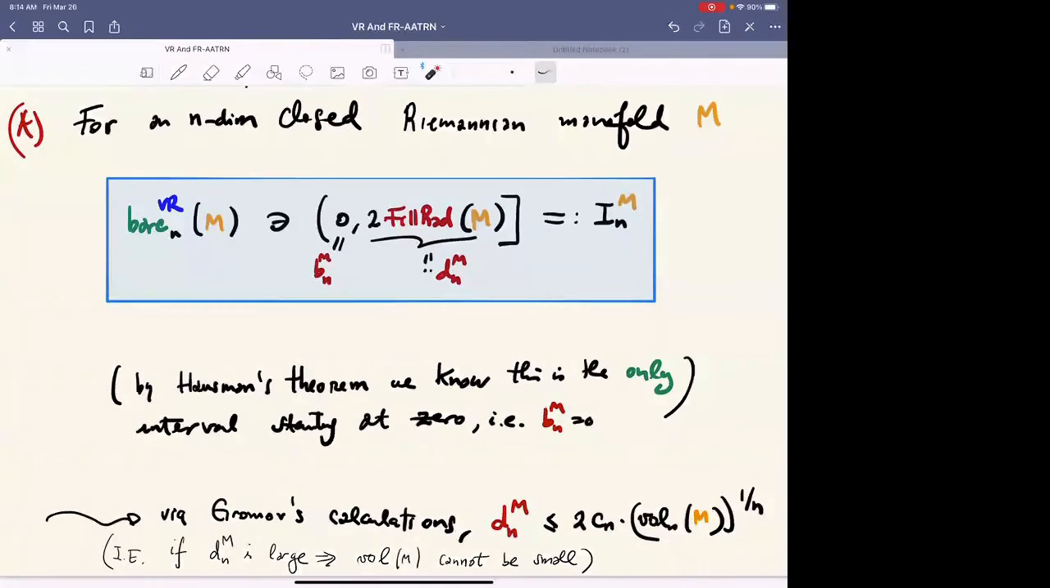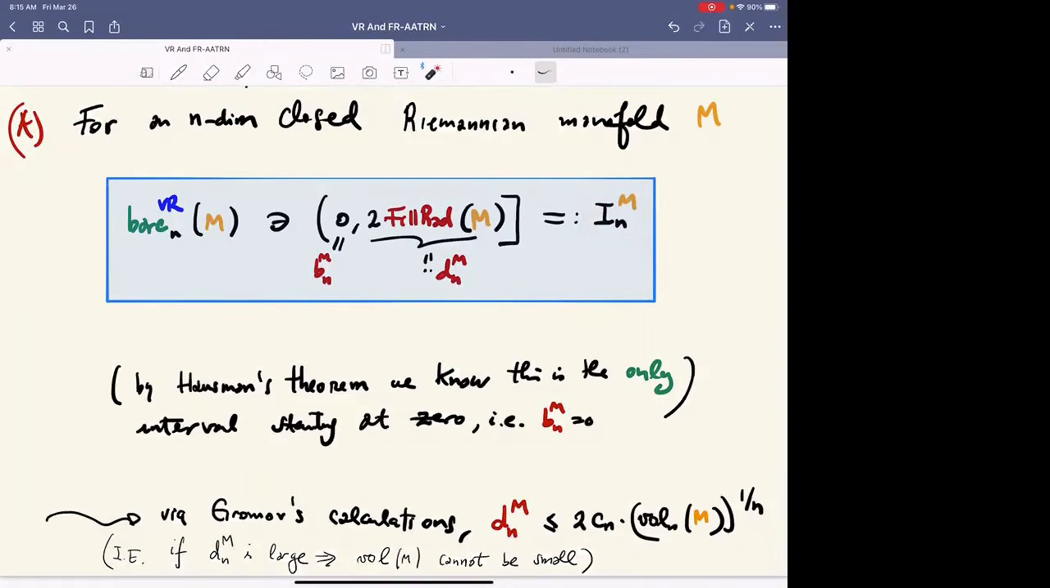So the first one is that if you look at an n-dimensional Riemannian manifold M, and then you look at the barcode in degree n of M, then there's always a special bar there. And that's a bar starting at 0 and dying at twice the filling radius of M. And that is a bar corresponding to the fundamental class of the manifold. And we called it I_M.